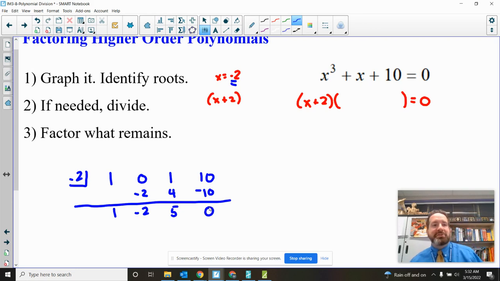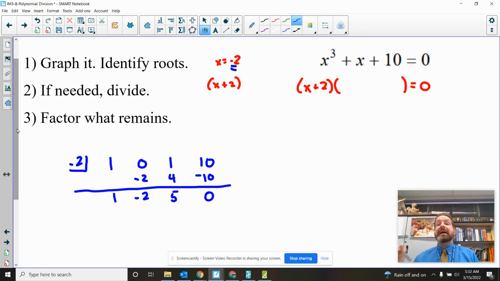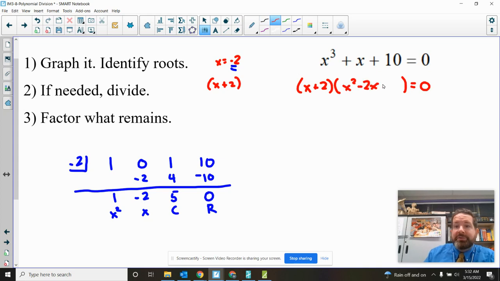Ooh, and here's a good sign. Because I know that x plus 2 is a factor, it divides in evenly, there should be no remainder. And sure enough, there's no remainder. Constant x's x squareds. So my other factor is x squared minus 2x plus 5.